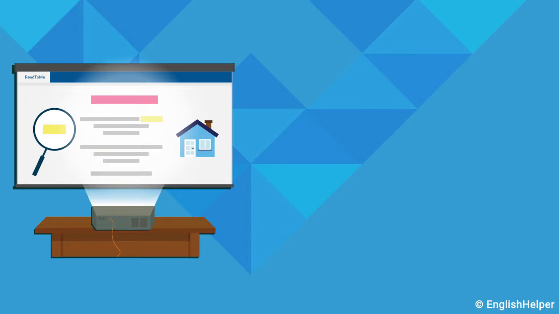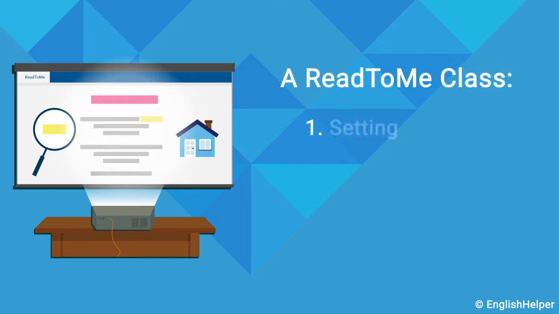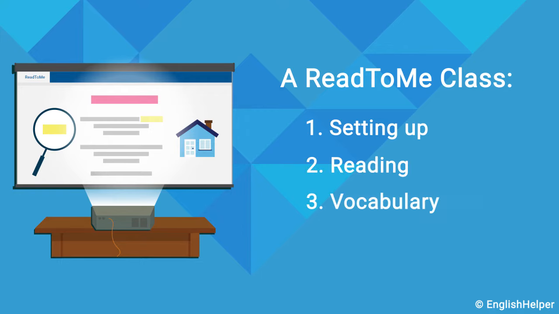What are the steps to conduct an English class with ReadToMe? What is the lesson plan you should follow? That is what I would like to show you in the next few minutes. There are 3 parts to a ReadToMe class. Number 1 is setting up the class. Number 2 is reading. And number 3 is vocabulary and comprehension.